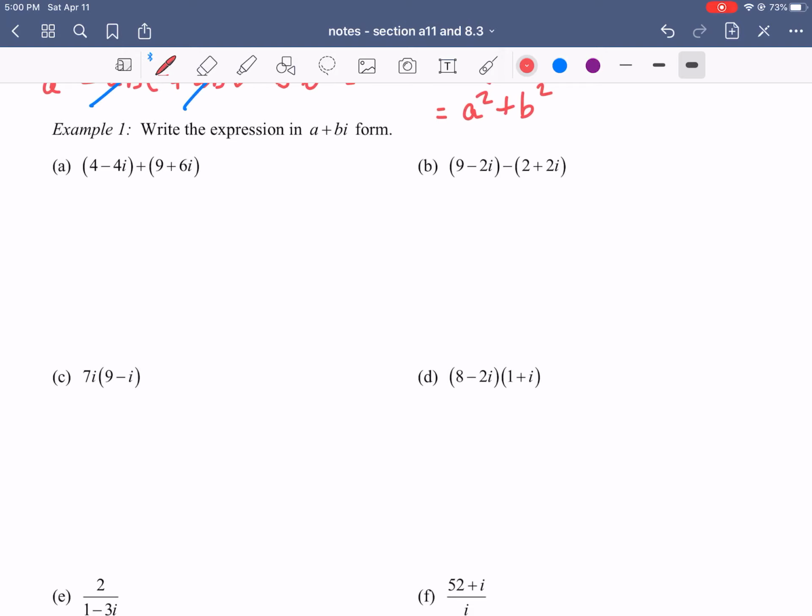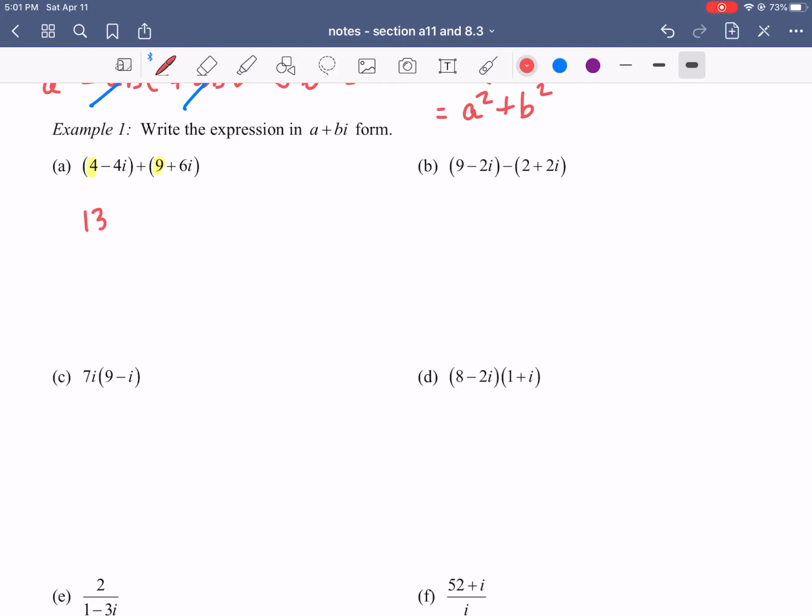In example A, we're just adding two imaginary numbers. When we add imaginary numbers, we're just adding their corresponding parts. In this first imaginary number, 4 is the real part, and in the second imaginary number, 9 is the real part. When I add those, I get a real part of 13.